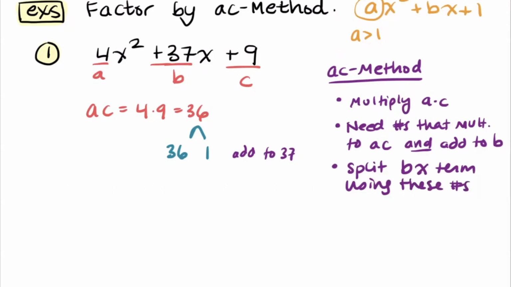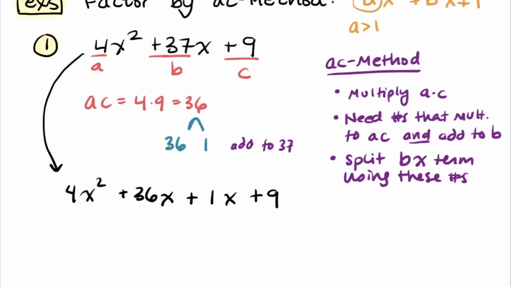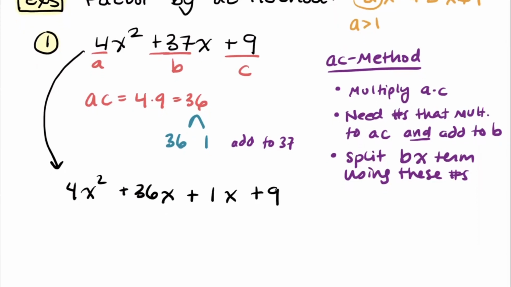So in reverse FOIL, you just take those numbers and they go in your parentheses, but this is a little longer. So you take the middle term here. So now we're going back here and we're saying, okay, 4x squared, that's left alone. Positive 9, that's left alone. But the plus 37x, I'm going to split that up into plus 36x plus 1x, or just plus x. Now what we've done is we've made our trinomial into something with 4 terms. So how do you factor something with 4 terms?